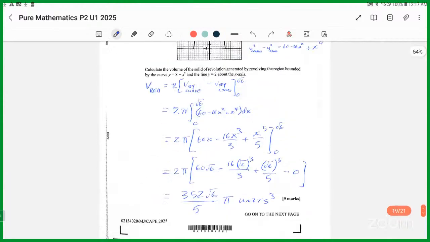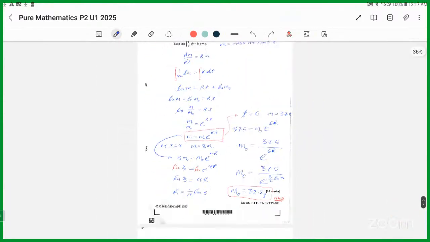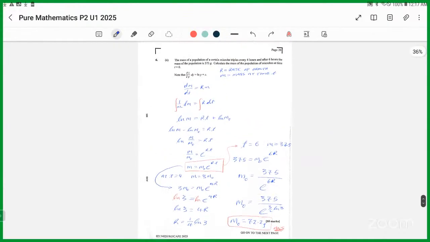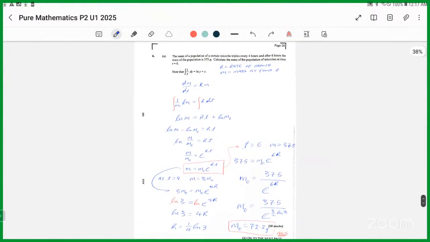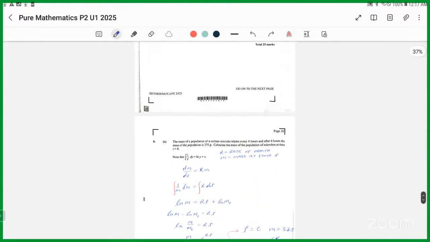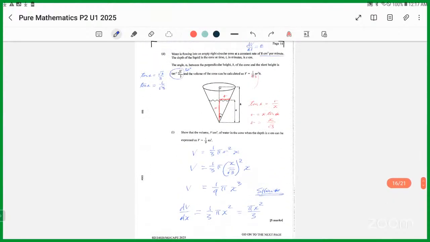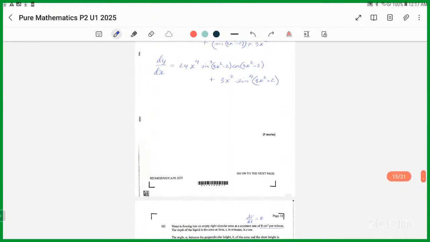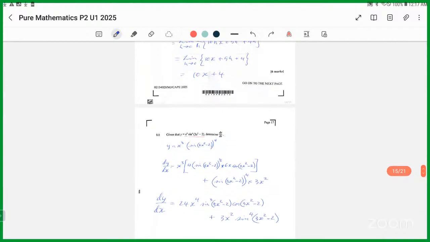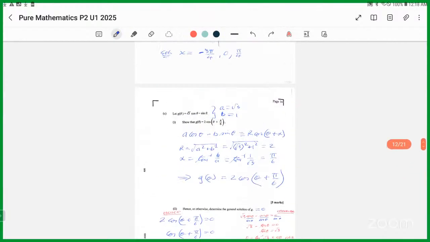So to recap, this is the question we're asking about. Everything else was just normal, straightforward, no problem. Pretty straightforward on this paper. That's what I like to do.